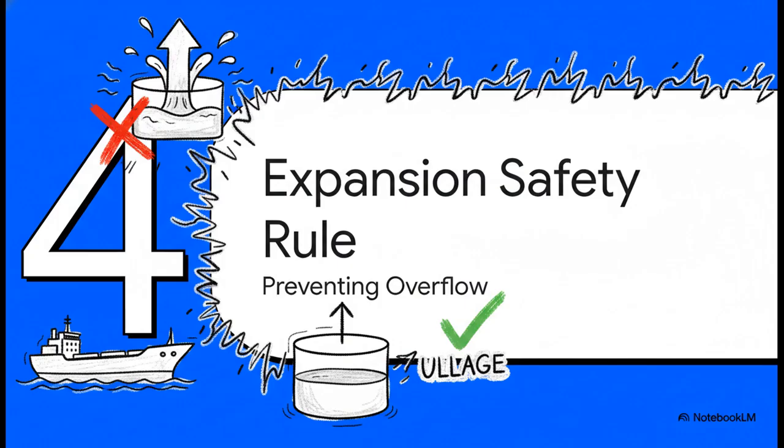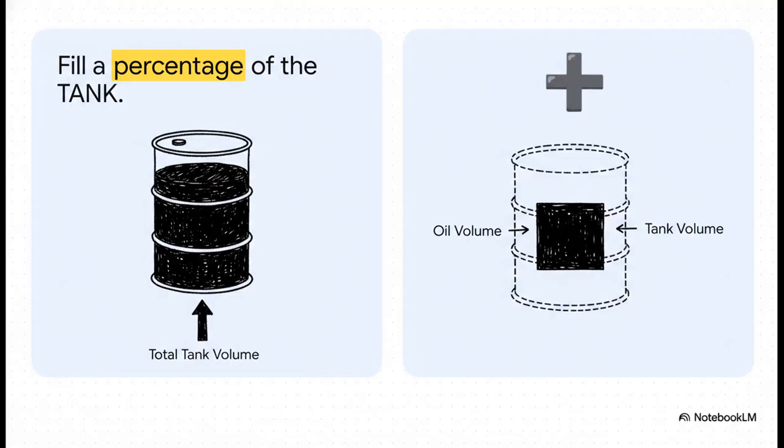This is a non-negotiable safety protocol. Okay, I need you to lean in for this one, because the specific wording of the rule changes everything. It's a classic exam trap, but a real-world disaster if you get it wrong. If the rule says you need to leave, say, 2% of the tank empty, that's easy. You just multiply the tank volume by 98%.